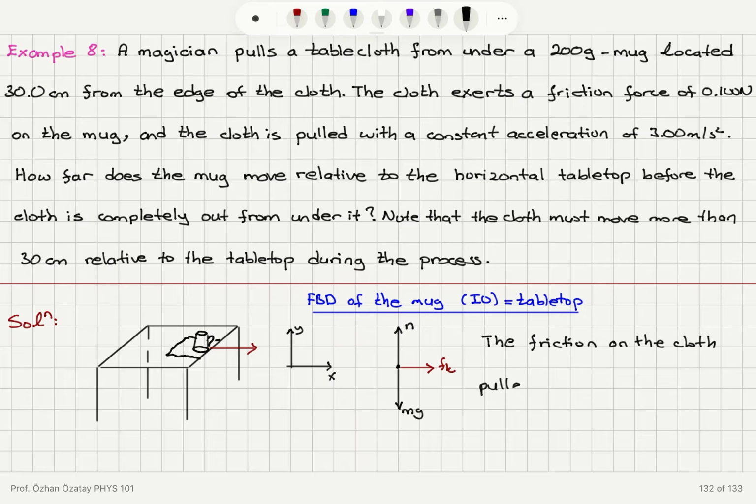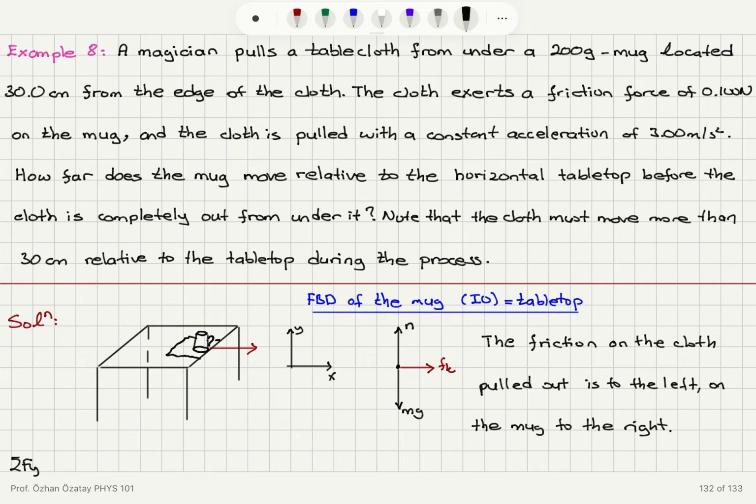pulled out is to the left, and on the mug to the right. Newton's third law, action reaction.